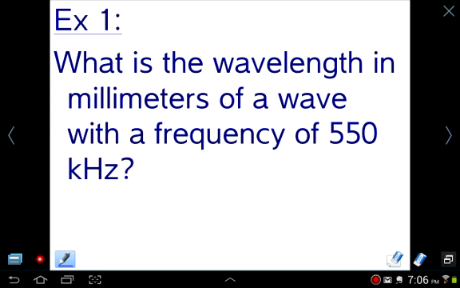Okay, why don't we do a little example? The example, problem 1, says what is the wavelength in millimeters of a wave with a frequency of 550 kilohertz. Your AM stations on your radio, the numbers on the AM station, are actually given in kilohertz. So this would be the frequency of an AM station.